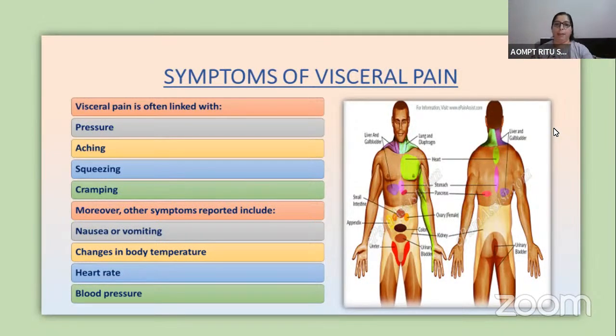Itching, squeezing, cramping, these types of symptoms, if the visceral organ is related to the digestive organs, so nausea or vomiting is also part of the symptoms. And the change in body temperature, heart rate, blood pressure, these are because, if there is a diaphragm which is stuck in the dome shape, it will give less space to the pericardium or the lungs. Because of that, blood pressure and heart rate can be influenced as a regional interdependence. So these things can also be symptoms of visceral pain.